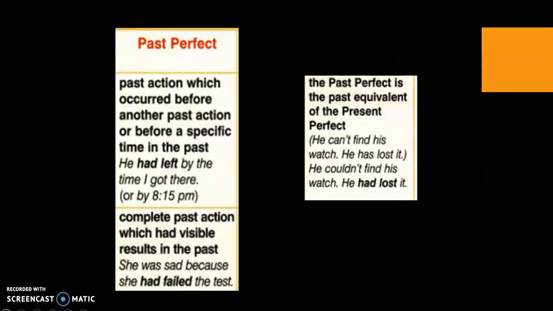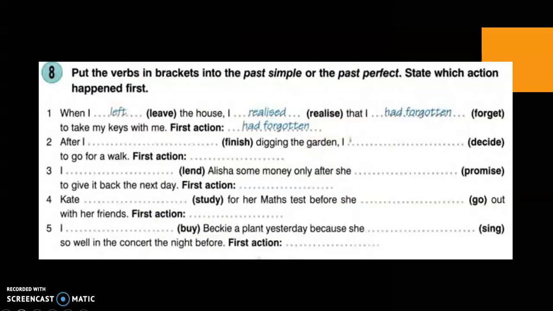Well, let's see something about the form. The form of the past perfect is had plus the past participle of the verb. Let's do some practice. Put the verbs in brackets into past simple or past perfect. State which action happened first.